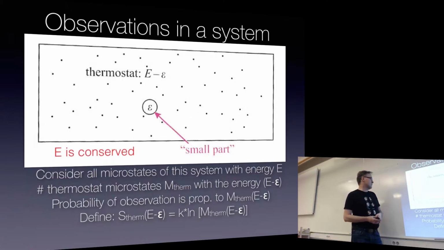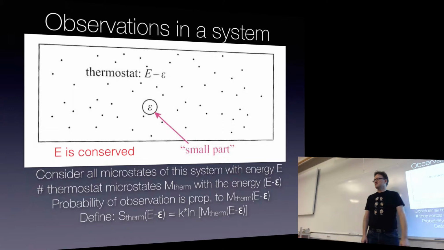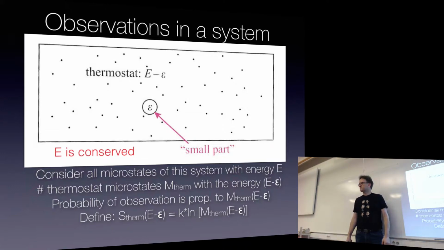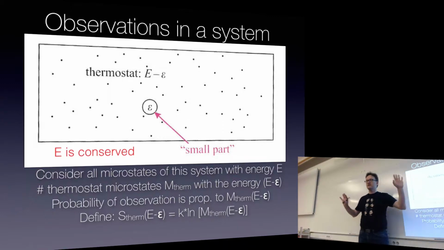So the number of microstates we have in this thermostat, we're going to need to call that something. Let's call it M. Again, just a definition. And for now, no, we don't know what that is. We have no idea how it varies with anything. But we know that the thermostat has energy E minus epsilon, so that is a function of E minus epsilon. Whether it's linear or quadratic, we have no idea.